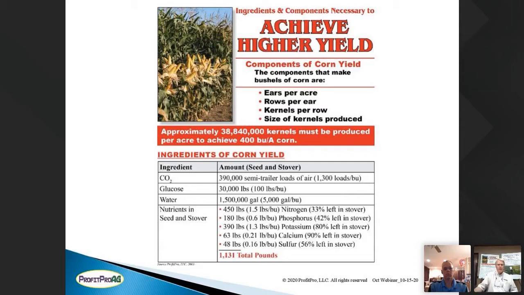And so what's going to give us better kernel fill and maintain the number of kernels we got established early? Is it going to be a corn plant that stays greener throughout the growing season into harvest, or one that prematurely dies at the end of August? So we're going to talk about that. But understand this: it takes about 1,300 semi-loads of air to build 1 bushel of carbon, okay?